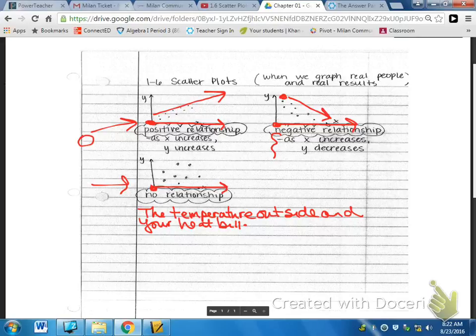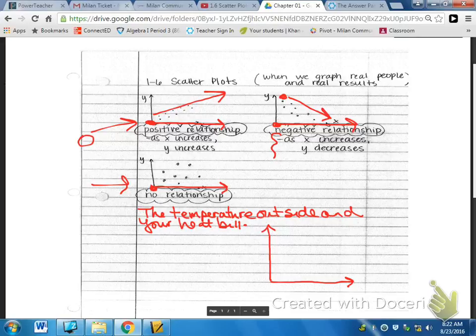All right, so what I want you to do is, the first part that they mentioned is always your x-axis. The first part's always the x, and the second part is always the y. So we're going to draw an axis like this so that we can picture maybe what it's doing, and then have an answer, because you'll have to decide whether the temperature outside and your heat bill has a positive relationship, a negative relationship, or no relationship.